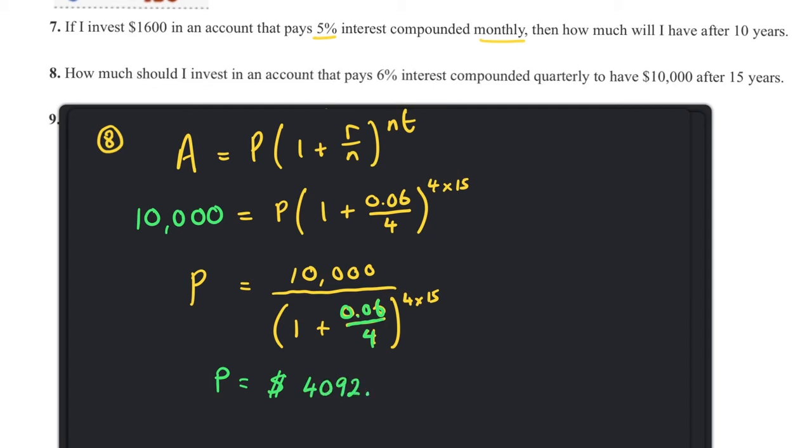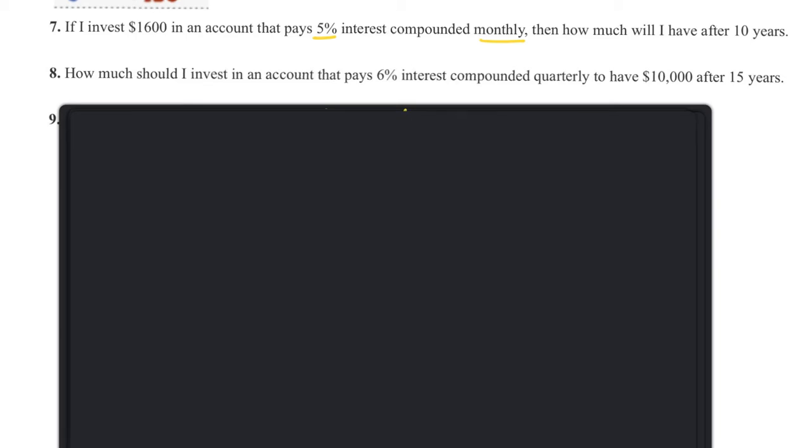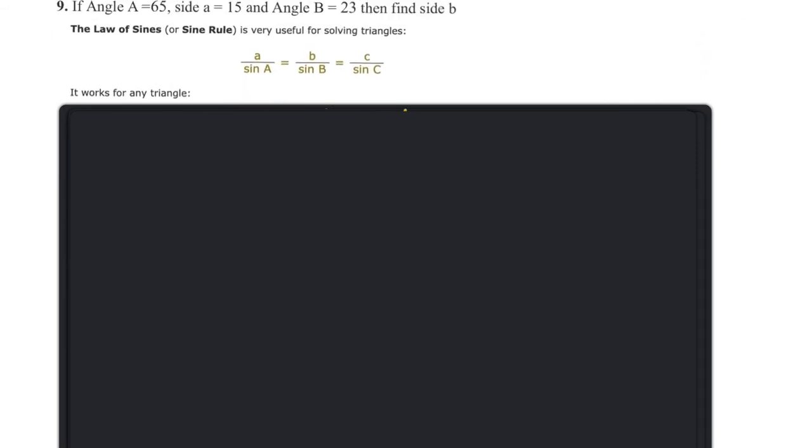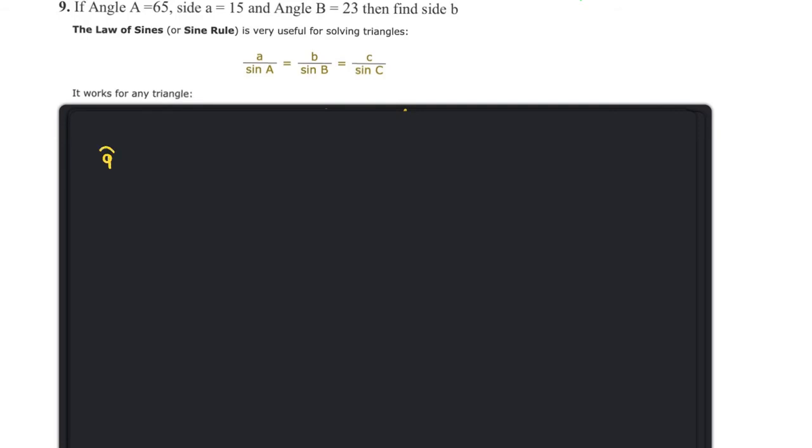It says 959, so 96 cents. Perfect. And question 9. Okay, I might need to spread this out. So it says angle A equals 65 degrees, a equals 15, and angle B equals 23 degrees.